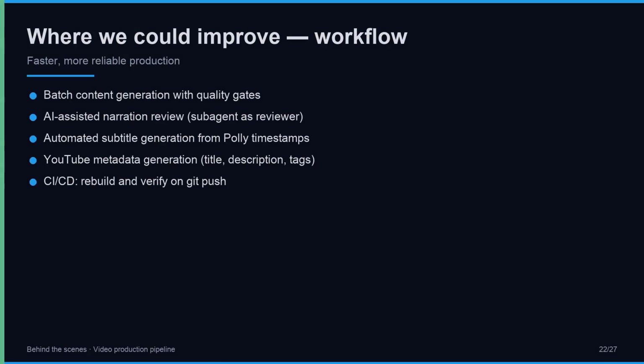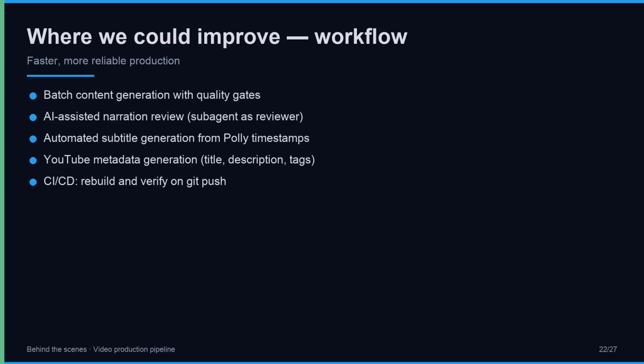On workflow, we could batch generate content for multiple lessons with automated quality gates. The self-scan is already a gate, but we could add more. We could use an AI subagent as a narration reviewer, fresh eyes on the teacher voice before Polly. We could generate subtitles automatically from Polly's timing data. We could generate YouTube metadata, titles, descriptions, tags, from the lesson content. And we could set up CI/CD to rebuild and verify videos on every Git push, catching regressions early.